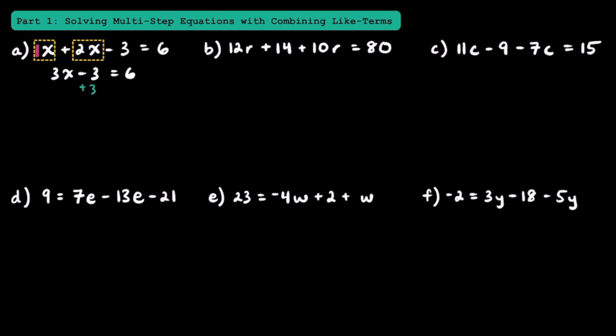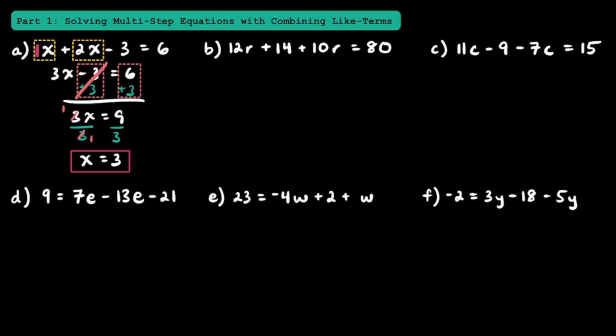Next, we're going to use the addition property of equality and add 3 to both sides. When combining these opposites, we get 0, so they get cancelled out. And since 6 plus 3 is equal to 9, we can write 3x is equal to 9. Since we're solving for x, we're going to use the division property of equality and divide both sides by 3. When doing that, these 3's are going to cancel out to make 1 and 1. So on the left side, we just have 1x, which is just x, and on the right side, 9 divided by 3 is equal to 3. The value of x that makes this equation true is 3.